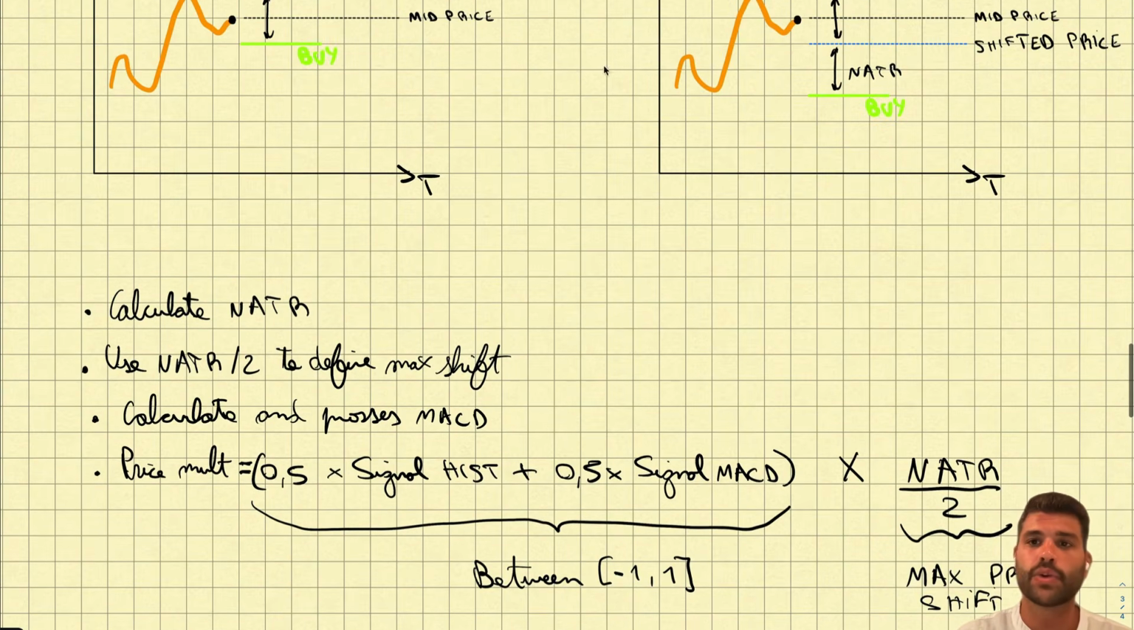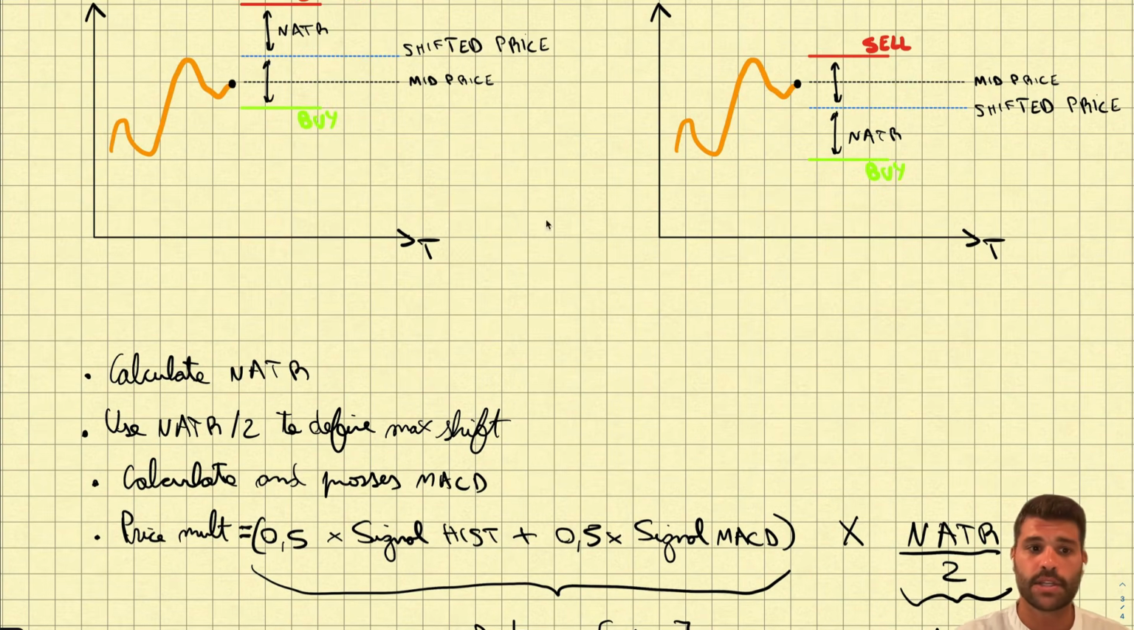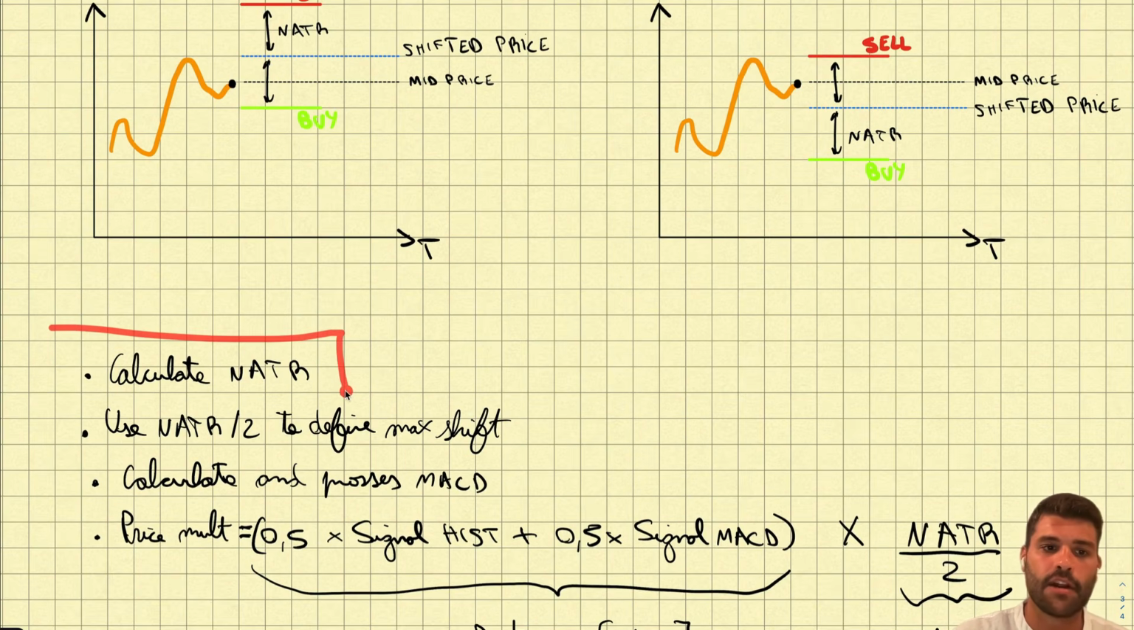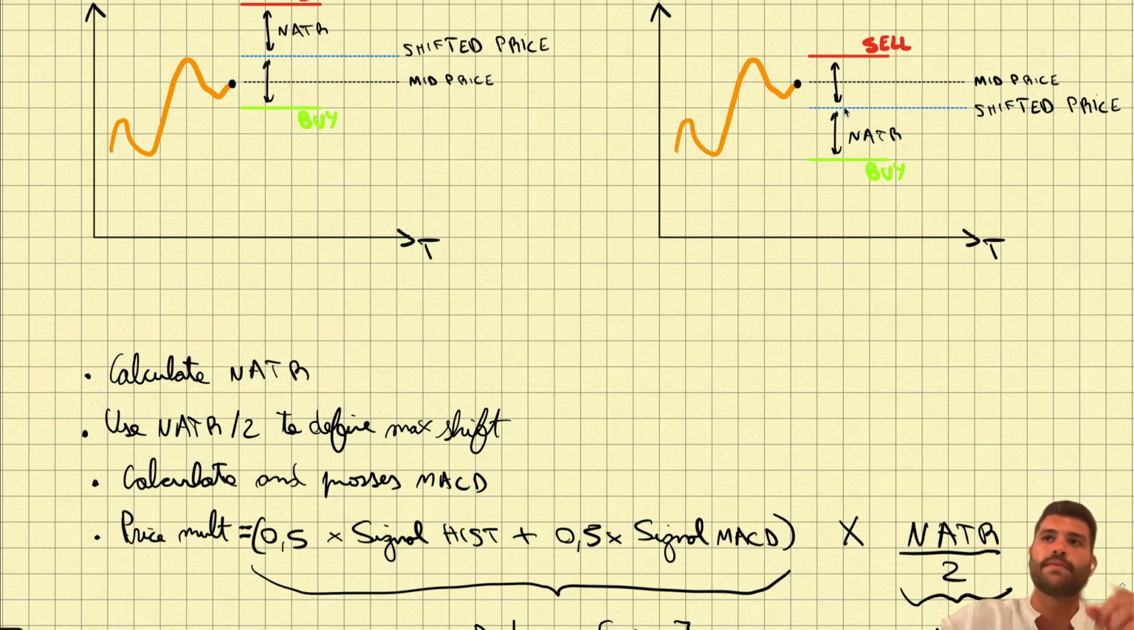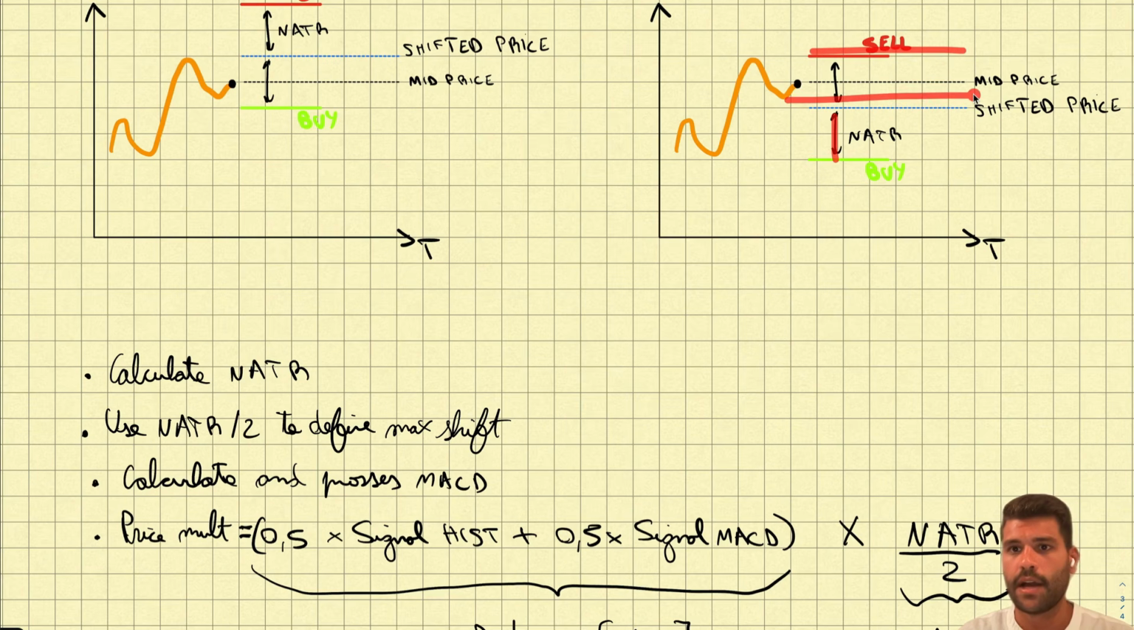And how are we going to calculate this shift on the mid price? Well, first of all, we're going to calculate the normalized average true range. That will be the first example that will be helping us in setting up the spreads. And then what happens? If we have this thing to shift the mid price, how much can we shift the mid price? Because if we shift the price by a higher value than the normalized average true range, this sell order probably will be here and will be executed as a market order. And we don't want that.